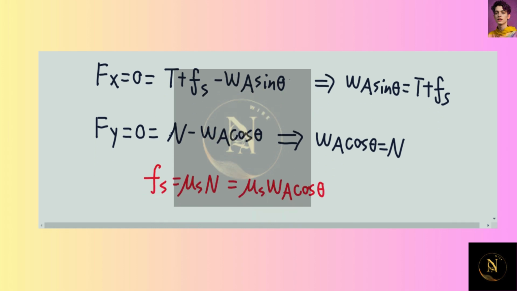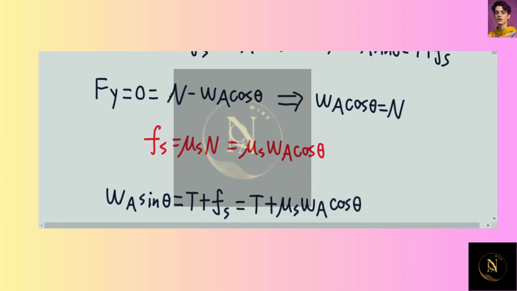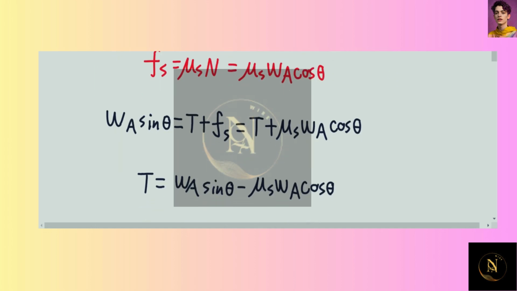We know the static friction is equal to mu S times N, which is equal to mu S WA cosine theta. So eventually we have WA sine theta equals T plus Fs, which is equal to T plus mu S WA cosine theta. Therefore tension T should be equal to WA sine theta minus mu S WA cosine theta.